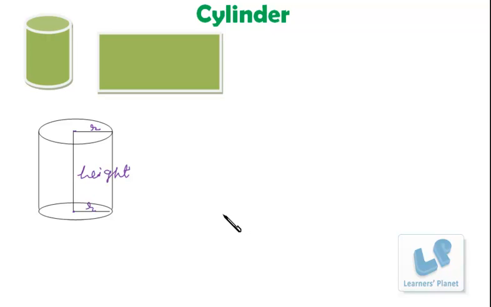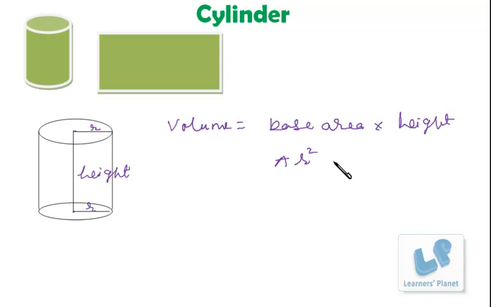Now, the volume of a cylinder is base area into height. In this case the base is circular, so the base area will be the area of a circle, that is pi r square, and height I assume to be h. So the volume of a cylinder will be pi r square h, and it will be in cubic units.